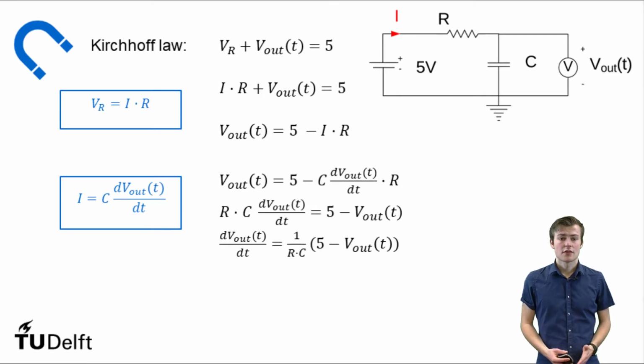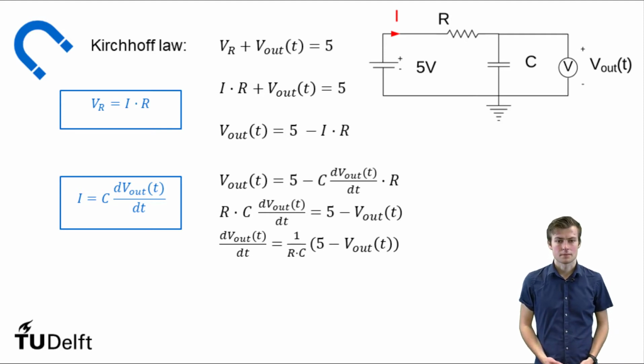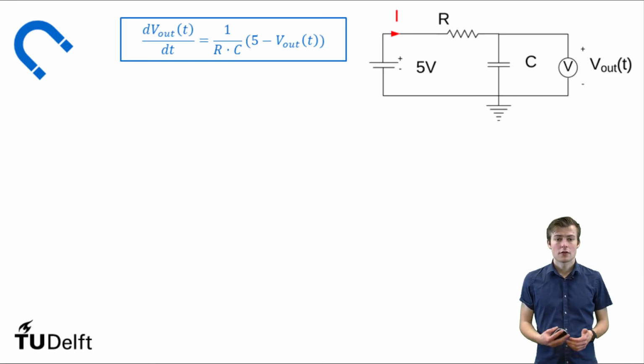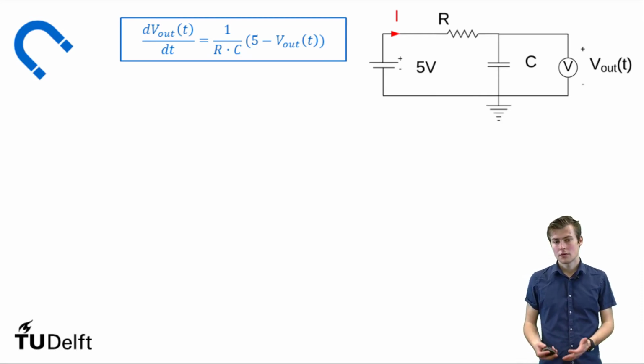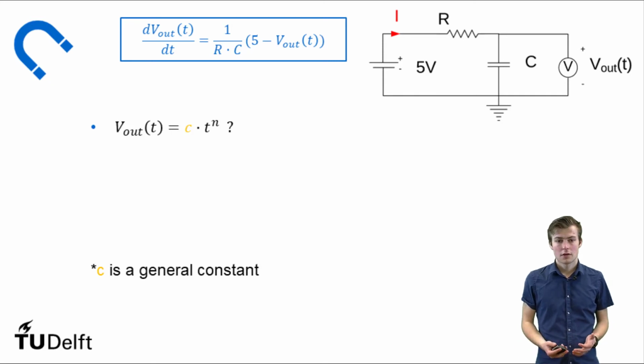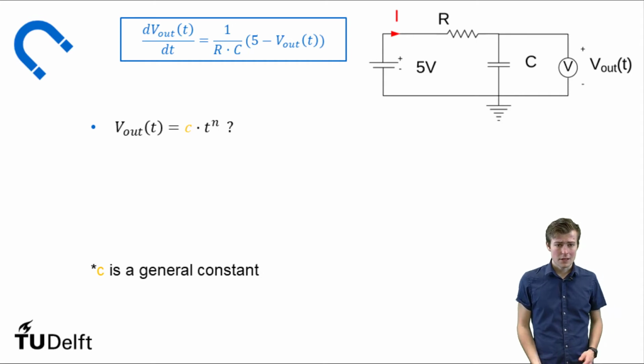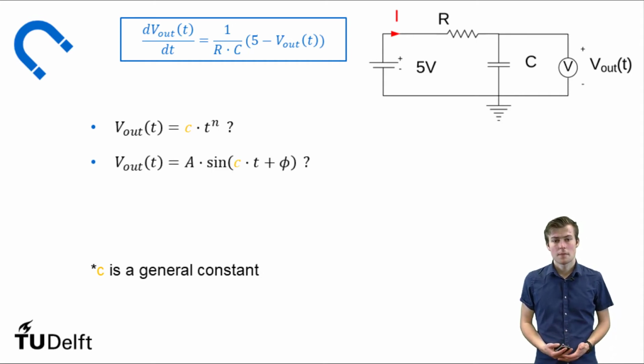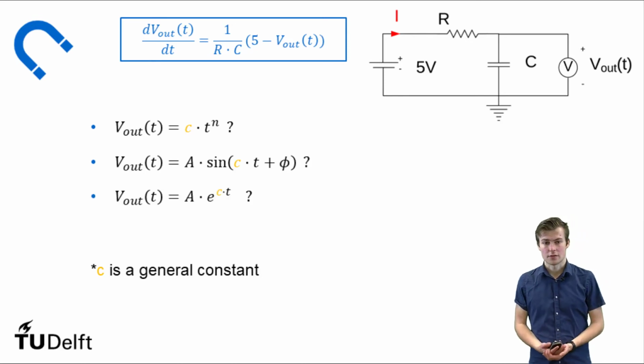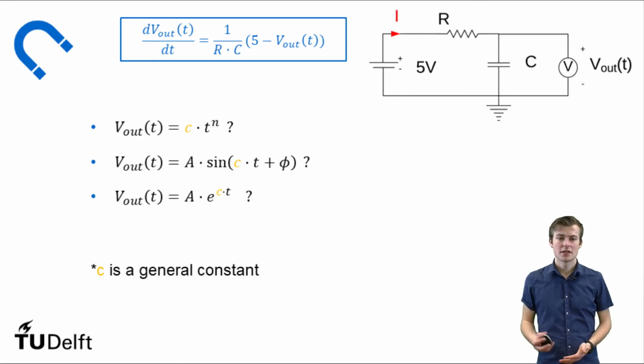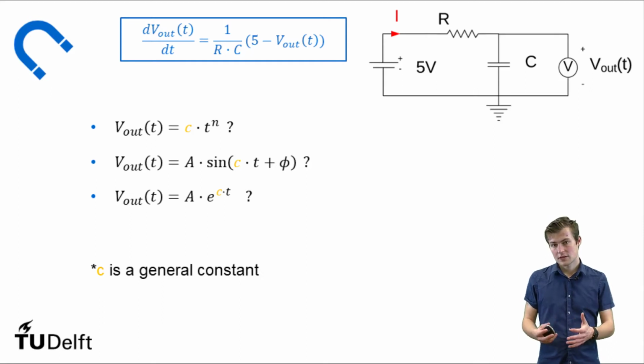This type of equation is called a differential equation, and this may look difficult or scary, but do not worry, we will deal with it step by step. So we are looking for a function whose derivative is still partly itself. What type of function has this property? Well, V out could be a polynomial, where V out is C times t to the power n, where n is just any number. V out can be a sinusoidal function, and V out could be an exponent function. We can take the derivative of each function and see for which the derivative still contains itself somehow.